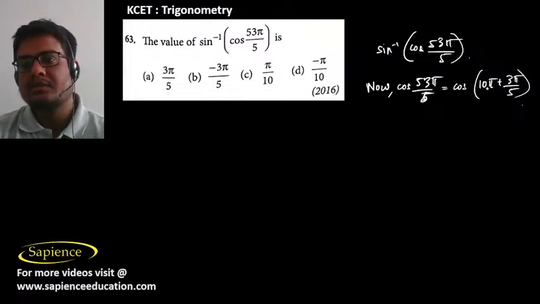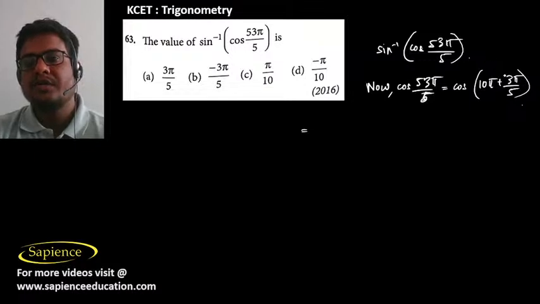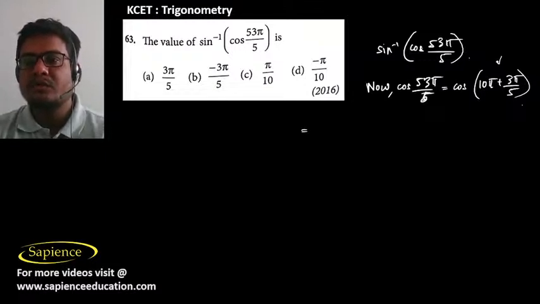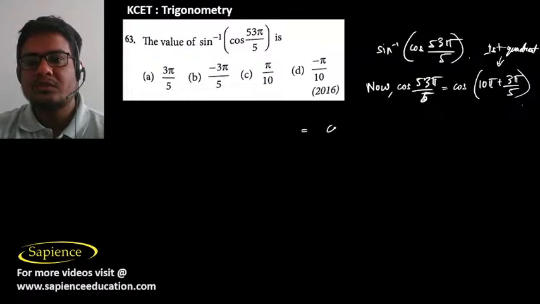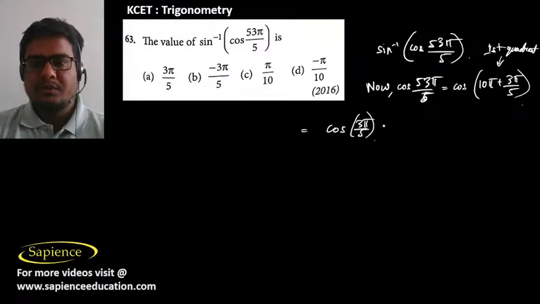So 10 pi plus 3 pi by 5. Now 10 pi means 5 times full rotation we are doing here, so this angle will come in the first quadrant. In the first quadrant all will have positive value only, which is the same as cos 3 pi by 5.